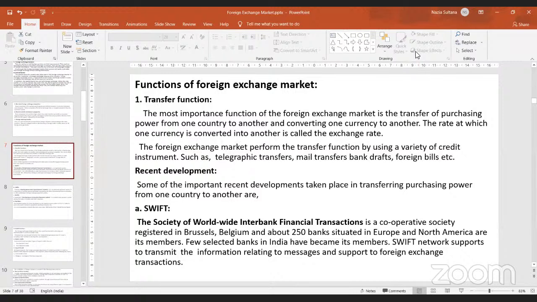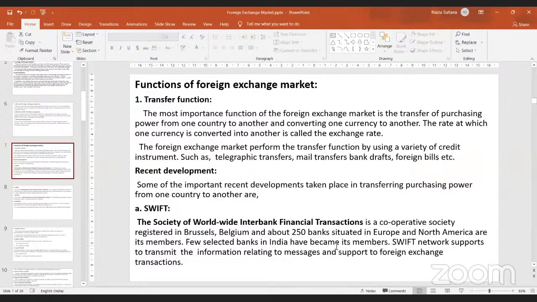The forex market has a transfer function, where they carry on the transfer of money in the foreign market by using different kinds of instruments. You can use instruments such as telegraphic transfers, mail transfers, bank drafts, and foreign bills of exchange, through which the transfer function can get implemented. Nowadays the banking system has become very powerful in almost all the countries of the world, so most of the transfer functions are implemented through banks only. That is one function of foreign exchange.